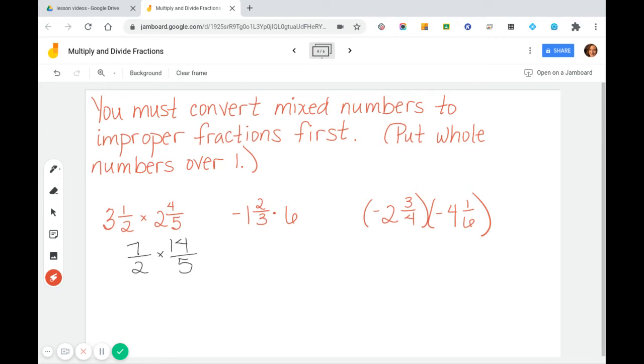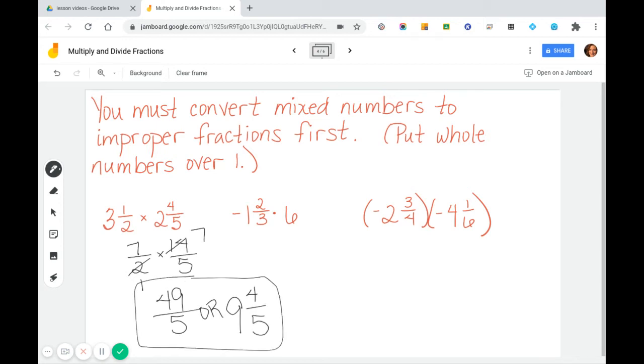So if I look at my diagonals, there's nothing I can do with 7 and 5, but 2 and 14, I can divide them both by 2 and make this a 1 and a 7. So then across the top, 7 times 7 is 49. And across the bottom, 1 times 5 is 5. If you need to convert that, 5 goes into 49 9 times. That would be 45. So then you would have 4 left over.